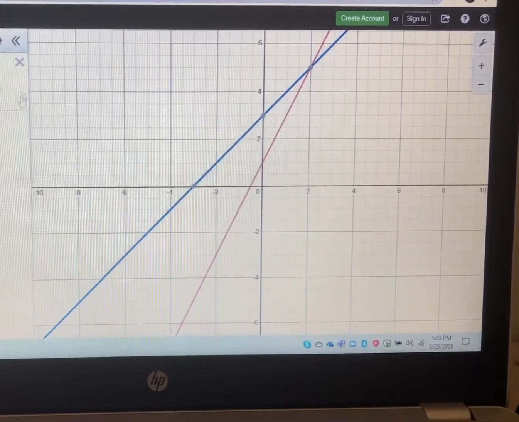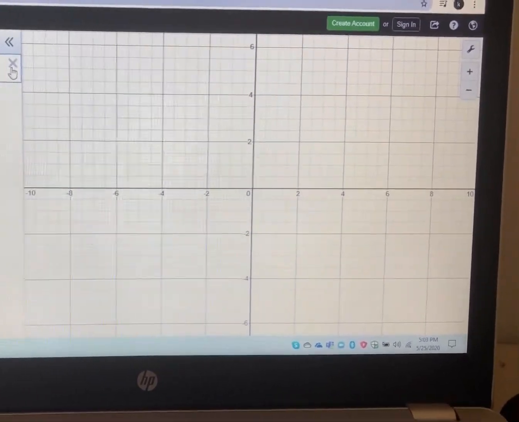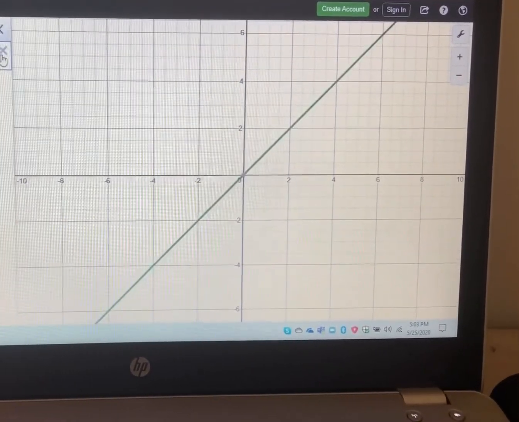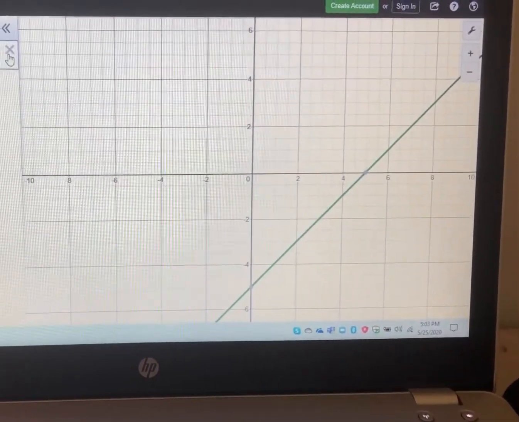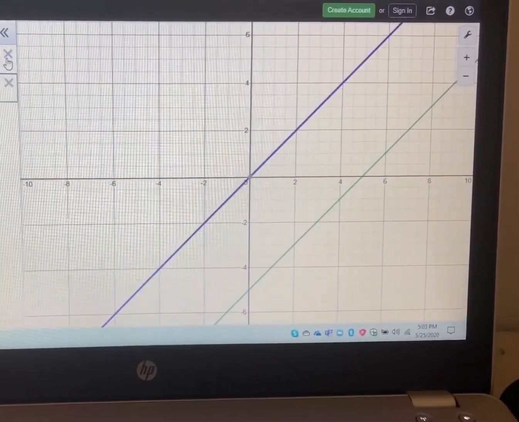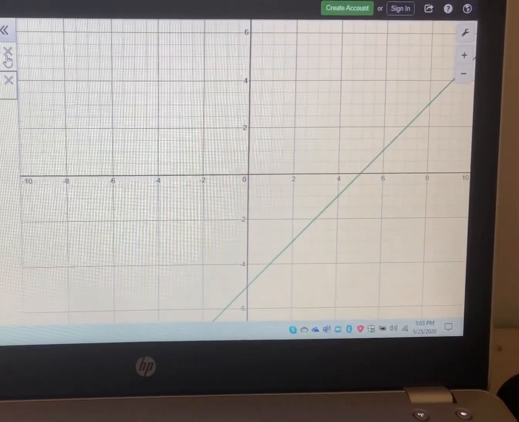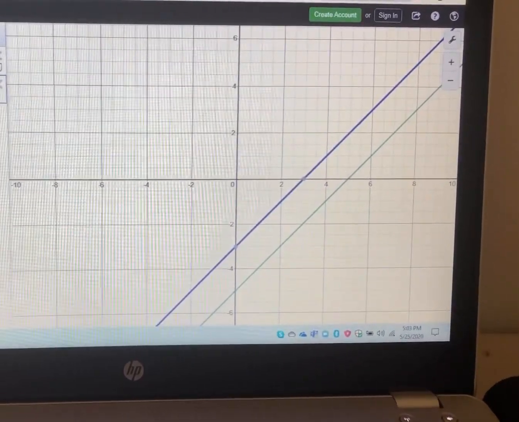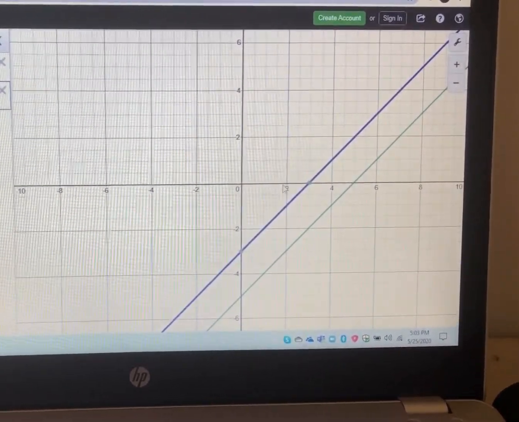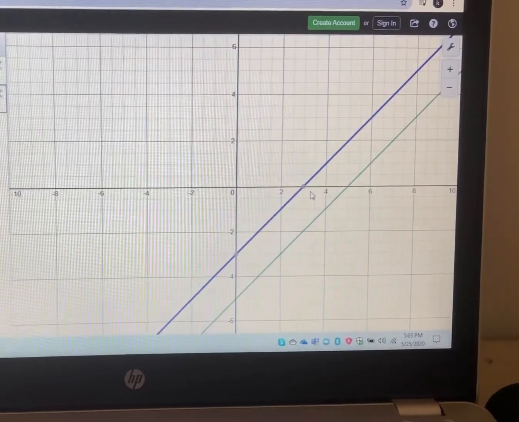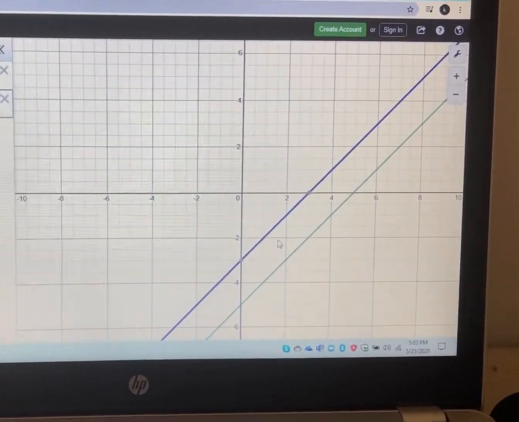So now let's check the second problem. Second one was y equals x minus 5. And my second equation was x minus y equals 3. So we can definitely verify that there's no solution. These have the same slope. They're never going to cross.